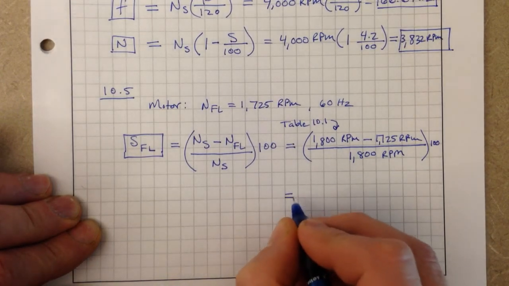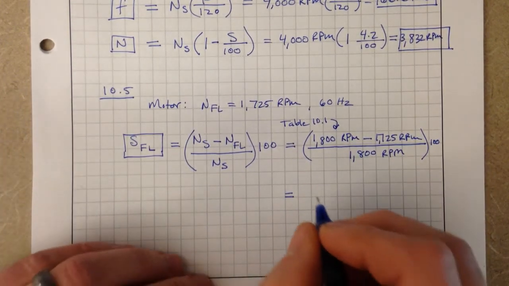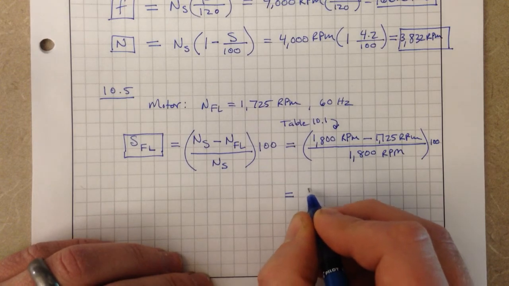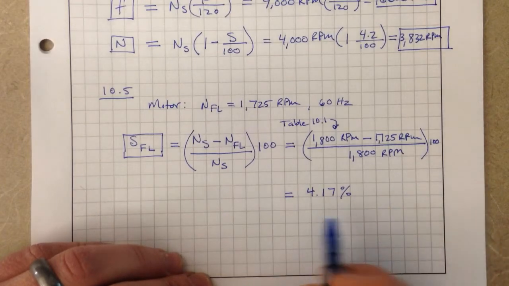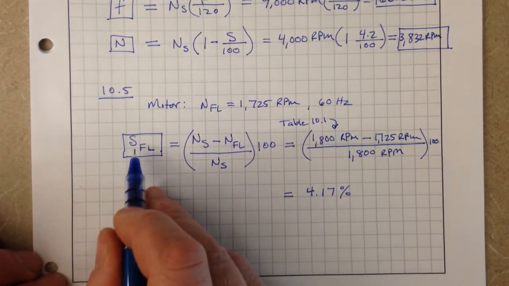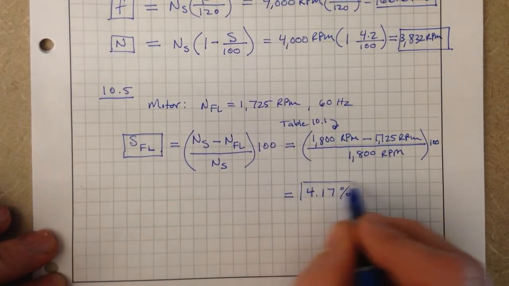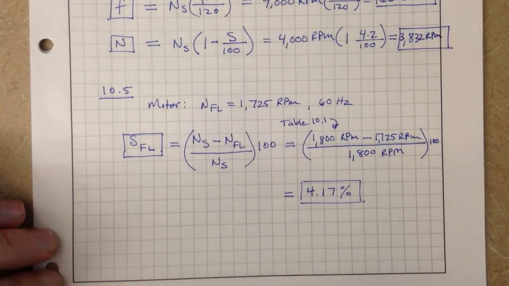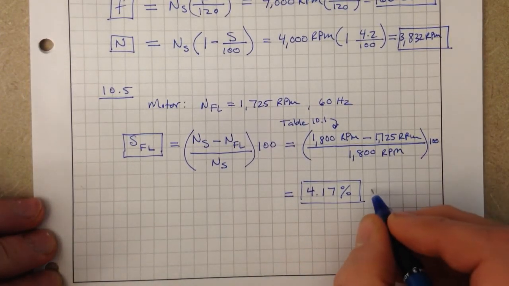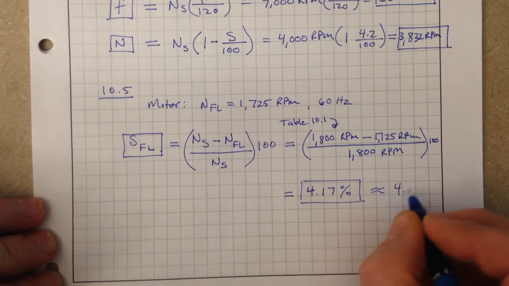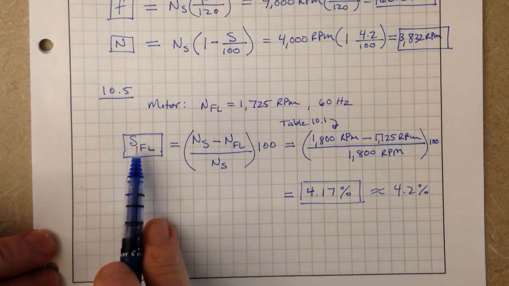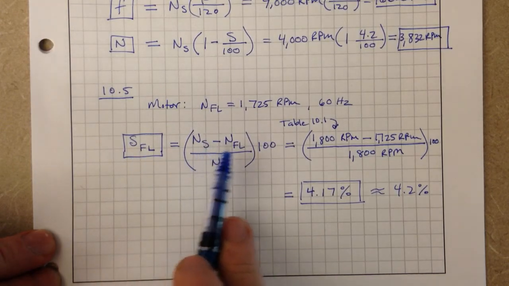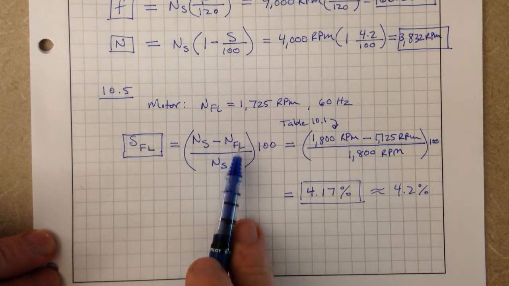So we're going to come out with an answer rounded to 2 decimal places at 4.17%. So this is a percent. Okay, slip is in percent. So that's where we get the 4.2. You round to 1 decimal place, you get the 4.2%. Okay, this is how we would determine our slip based on our synchronous speed, and then we can put whatever speed here we want, whether it's full load speed, locked rotor speed.